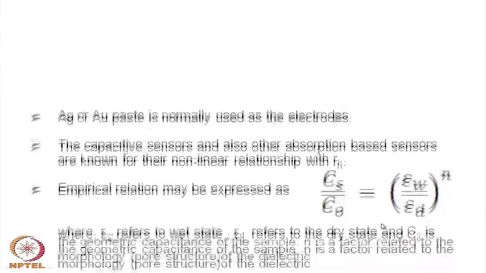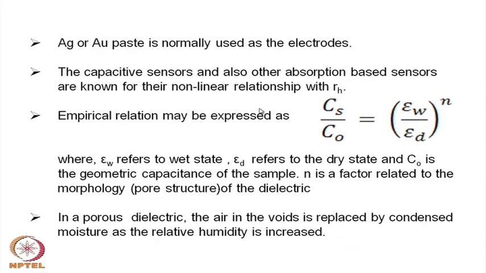I am not going into the details of those structures, but basically I am going to discuss the principle. Gold or platinum paste is normally used as a porous electrode. The capacitive sensor and also other absorption-based sensors are known for their nonlinear relationship with RH, relative humidity. So, one of the difficulties once again is a kind of nonlinearity.